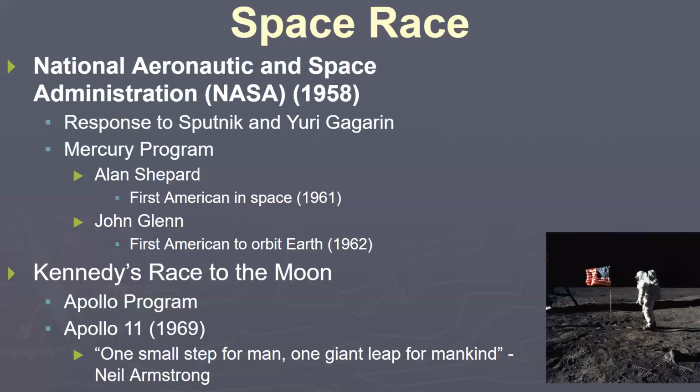Now I say first Americans to orbit because, like I said, the Soviets actually had the first man in space and they had the first man to orbit Earth. So they're ahead. But this fuels us to continue growing. And in 1961, President John F. Kennedy stated that his goal was by the end of the decade for America to be on the moon.